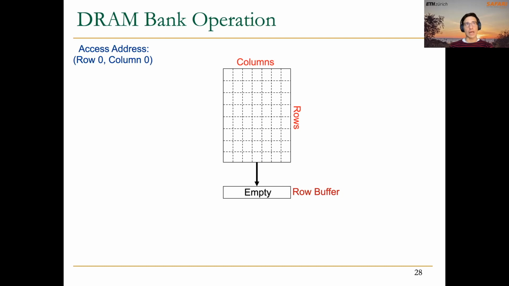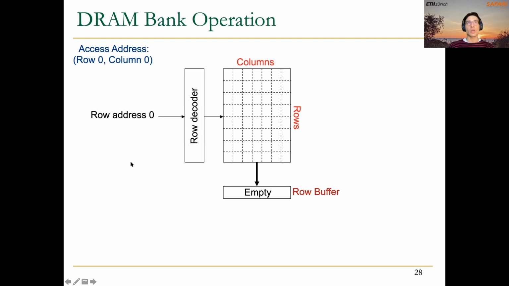And at some point, we want to perform an access. Let's assume that we are doing read accesses. In this case, we want to access element 00, the cache line that resides in row 0 and column 0. In order to access this, we need to use our row decoder. The input to this row decoder is the address of the specific row. In this case, it's row 0, and this row decoder will raise the word lines of the whole row where the data that we want to access resides.